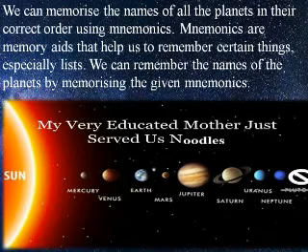So, dear children, it will be very difficult for you to remember the names of the planets, so here are some mnemonics which will help you. Mnemonics are aids to remember a list of things. Here it says: my is Mercury, very is Venus, educated is Earth, mother is Mars, just is Jupiter, served is Saturn, us is Uranus, noodles is Neptune.